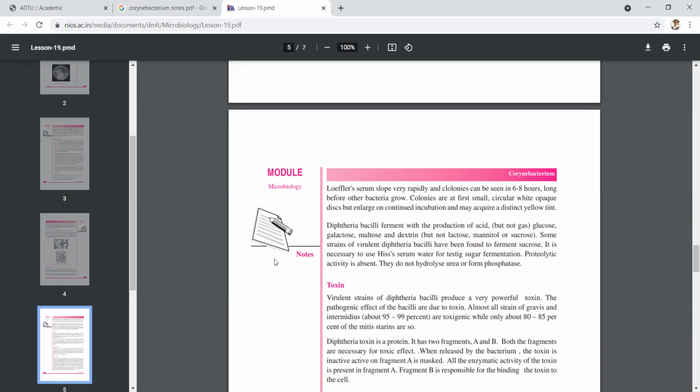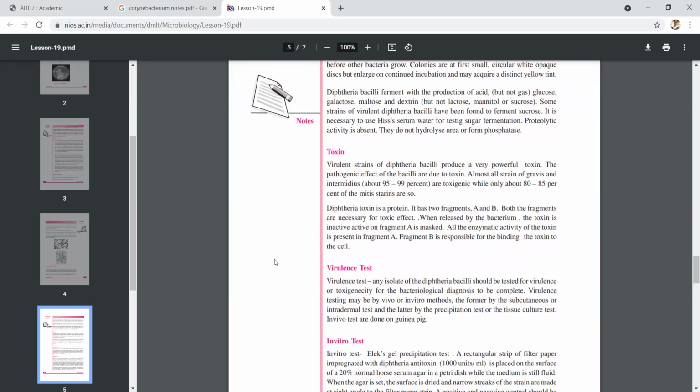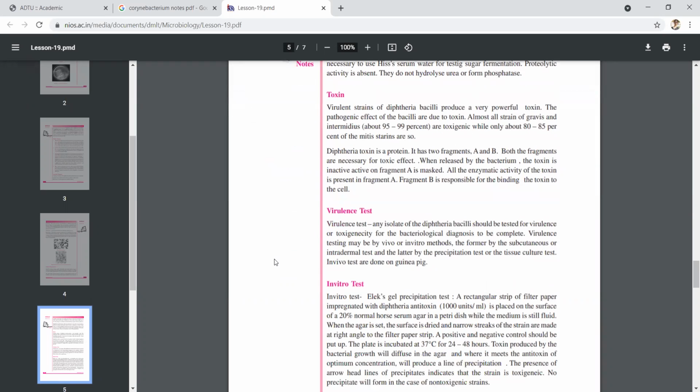Then about the toxins, what kind of toxins are present in this bacteria? The virulent strains of diphtheria bacilli produce a very powerful toxin. The pathogenic effect of the bacilli is due to the toxin. Almost all strains of gravis and intermedius are toxigenic, while only about 80 to 85% of the mitis strains are so.